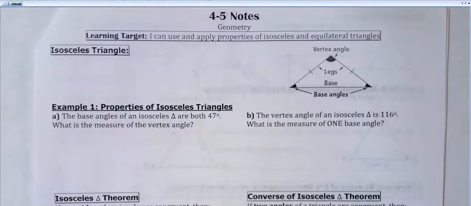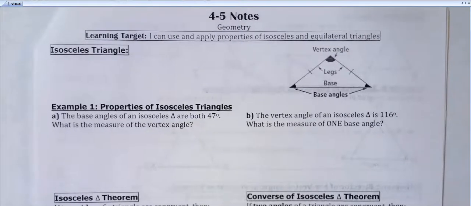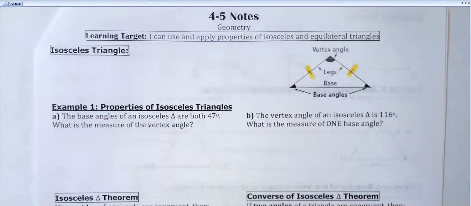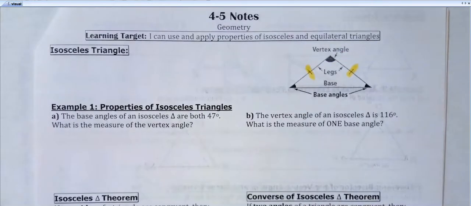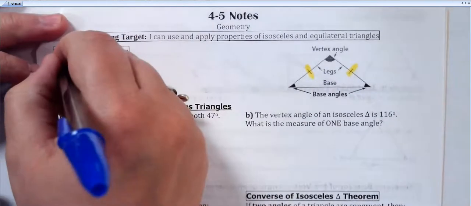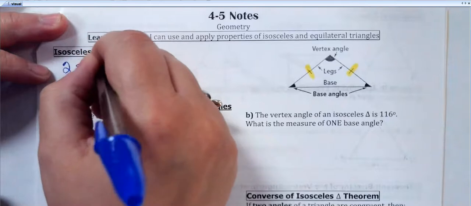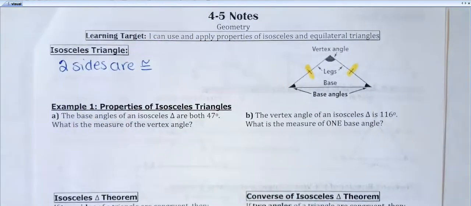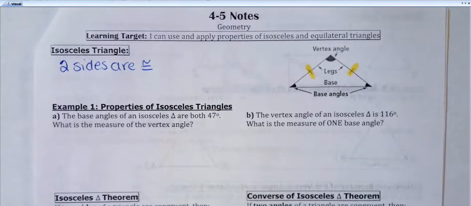Isosceles triangles today. This is not the greatest diagram I have ever stolen from the internet, and it would look better if it was in color like it is on my file. But this is a picture of an isosceles triangle. The only requirement is that two of the sides are congruent to each other, which they've got marked in the picture. I just highlighted that with my yellow highlighter.